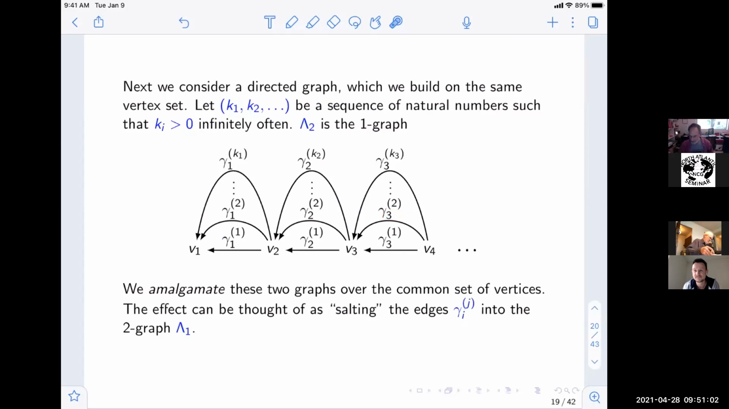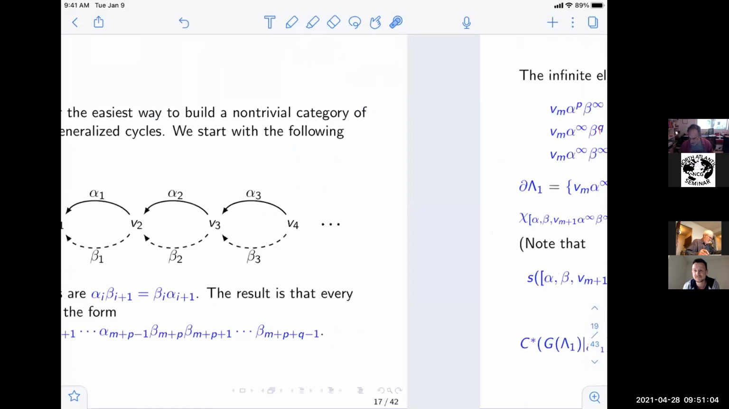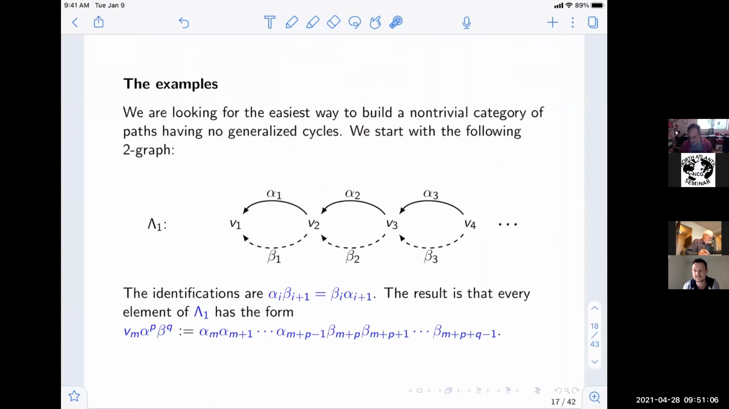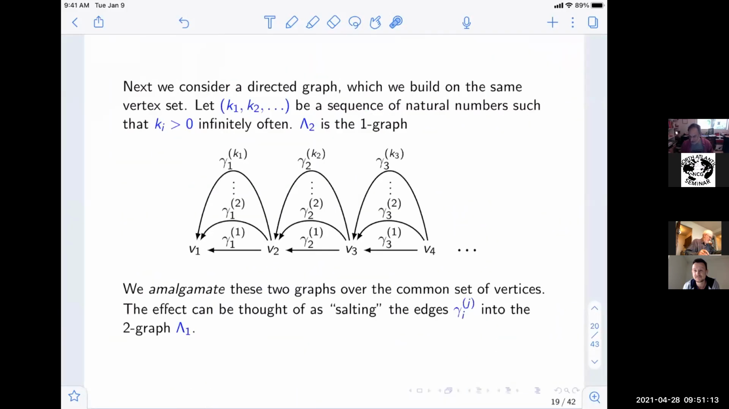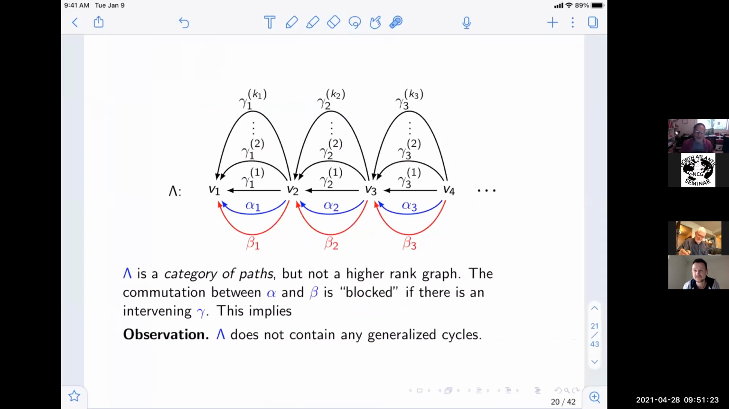So what we're going to do is take these 2 examples on the vertices V1, V2, V3, and just glue them together along those vertices. So the effect is like salting in these edges labeled gamma amongst the commuting alpha and beta edges from the 2 graph. So here's the picture. It's a bunch of Easter eggs.